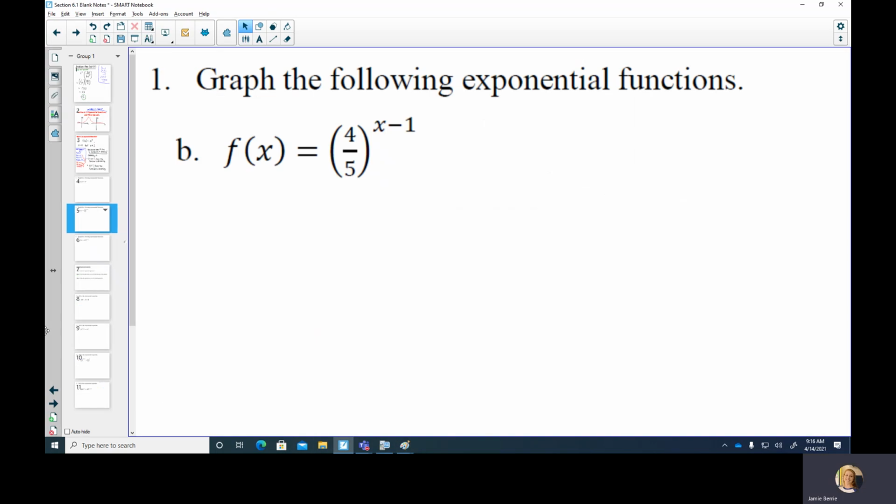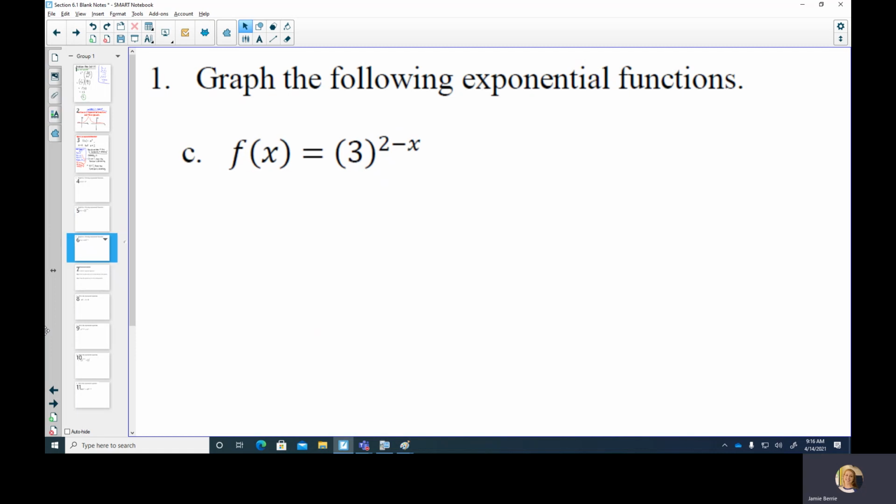Any questions about graphing so far? Okay, last one. I wanted to put this one on here because it's kind of got this weird thing going in the exponent here. We have f of x equals 3 to the 2 minus x. We could, of course, rewrite this, and it makes a little bit more sense to us if we have negative x plus 2.